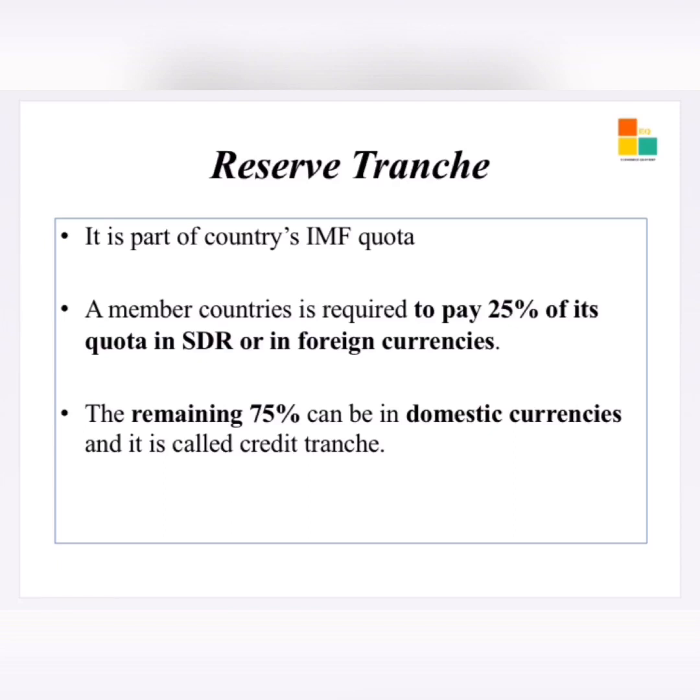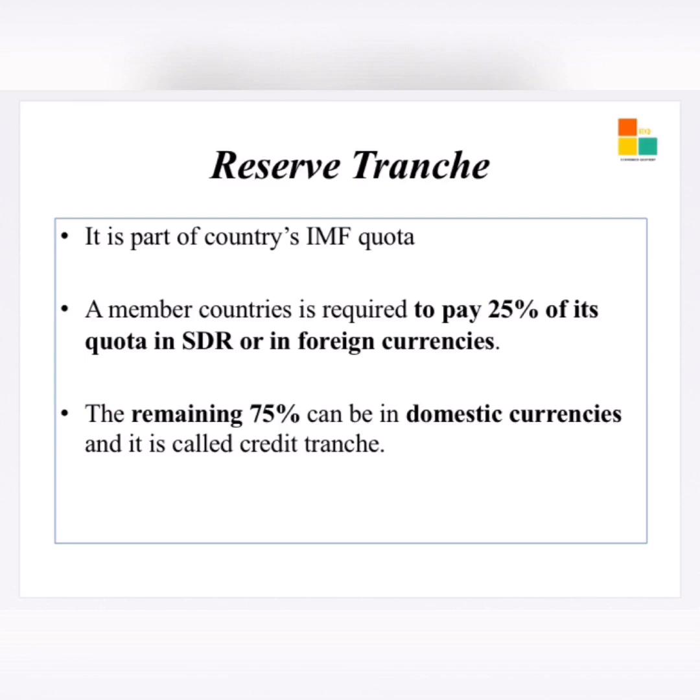It is a part of a country's IMF quota. That is, in the IMF quota, there are 2 components. One is the foreign currency component, another one is the domestic currency component. A member country is required to pay 25% of its quota in SDR or in foreign currencies. The remaining 75% can be paid either in cash or securities denominated in the member country's own currency.